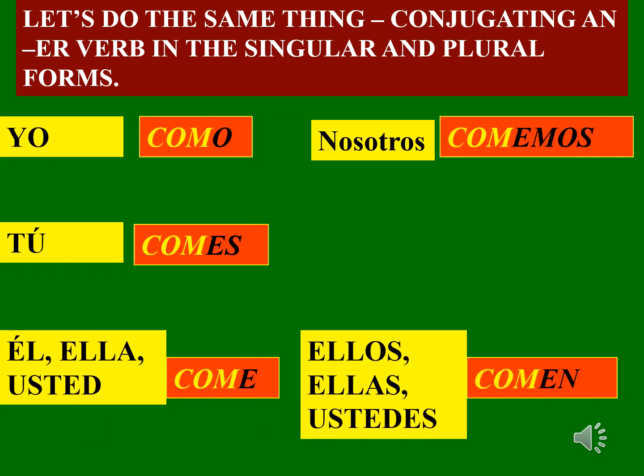We go to an ER verb that we've seen before, comer. We go yo como, tú comes, él, ella, usted come. On the singular side, we move over to the plural side, nosotros comemos. Ellos, ustedes, ellas comen.